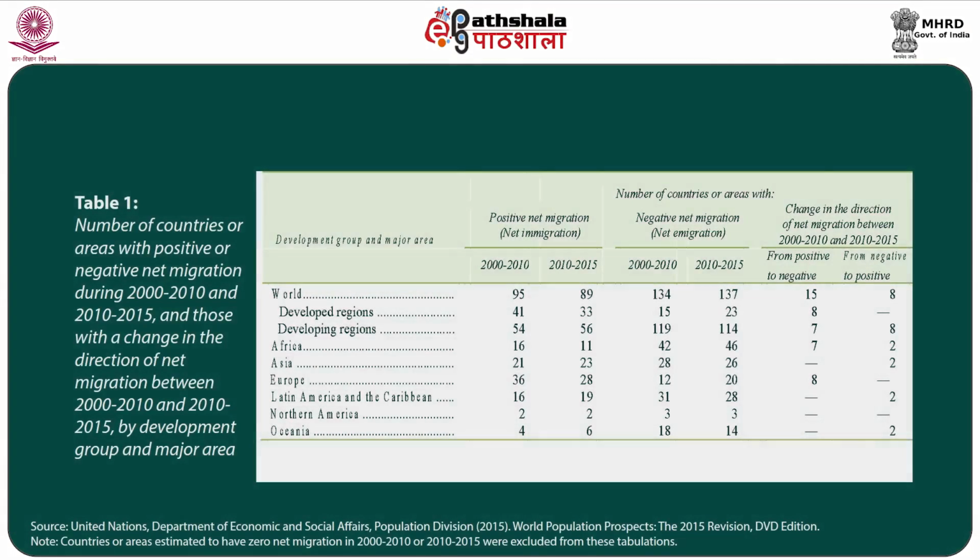Let us move to Table 1 that gives the number of countries with positive or negative net migration during 2000 to 2010 and 2010 to 2015, and those with a change in the direction of net migration between 2000 to 2010 and 2010 to 2015.